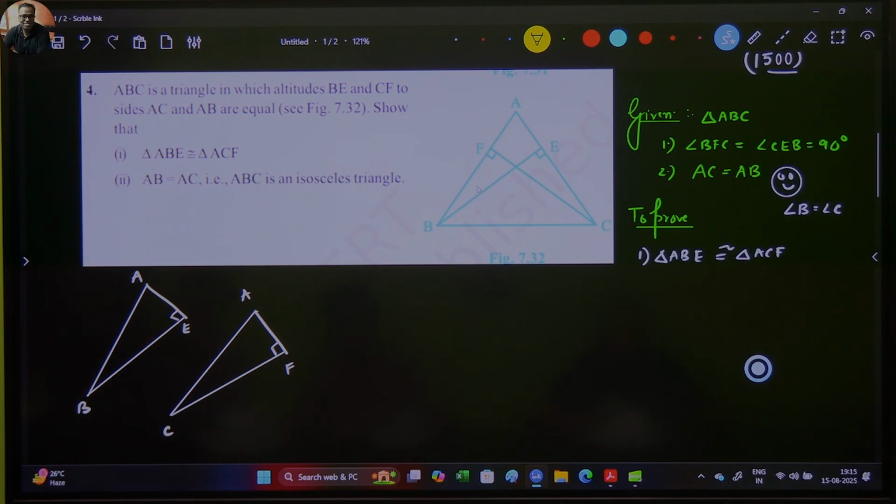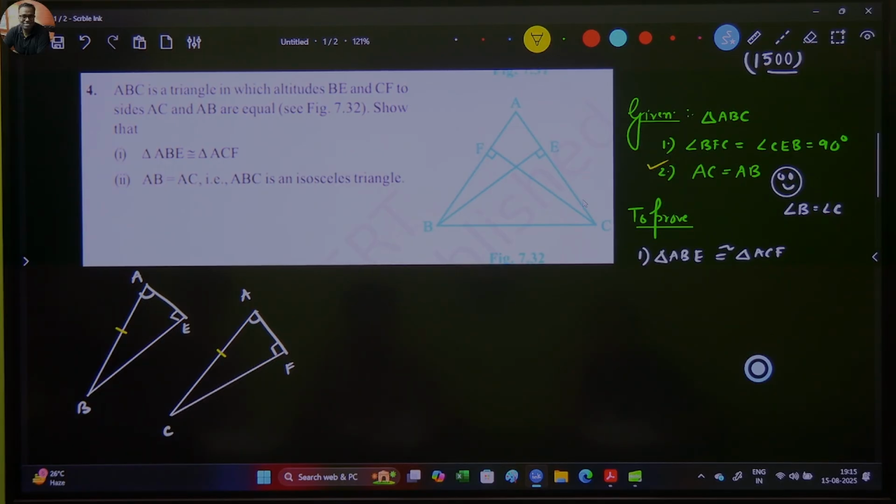Now how do you prove that they are congruent? Do you see one thing which is common? Angle A is common to both. We need now one side to be equal. AC, this is given to you, right? AB as a side is equal to AC. This is given.